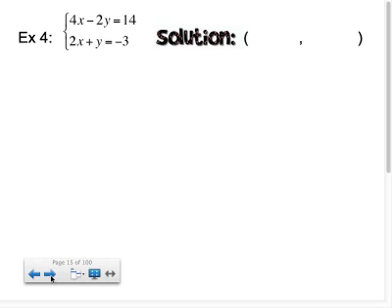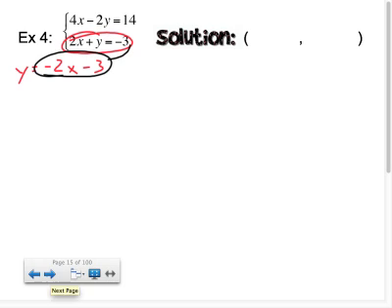So when I look at this system, I look at the second equation, I say I can get y by itself easily. All I have to do is subtract 2x from both sides, and I'm done. Okay, now I take that value of y, this negative 2x minus 3, and that's what I'm plugging in here. So I get 4x minus 2 parentheses negative 2x minus 3 equals 14.